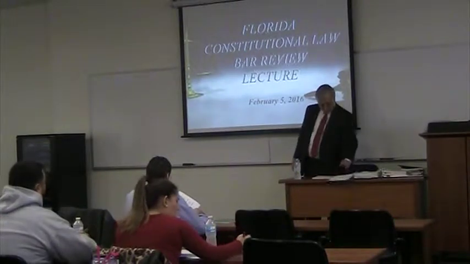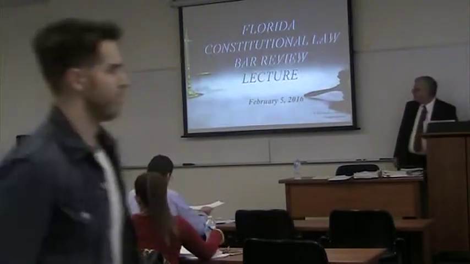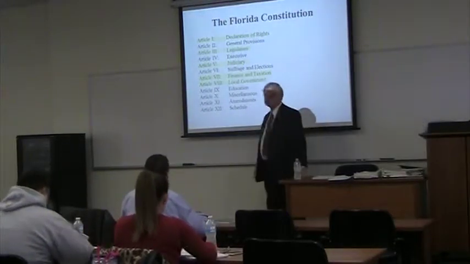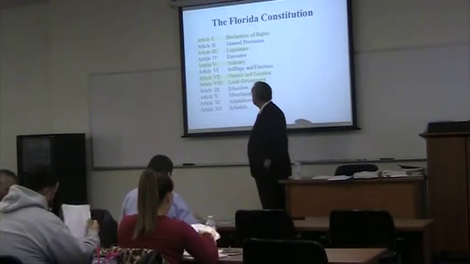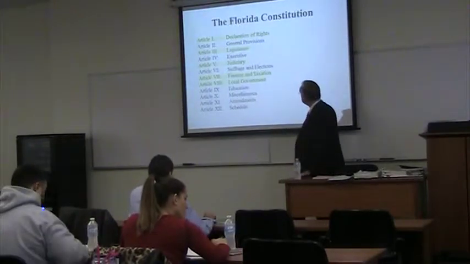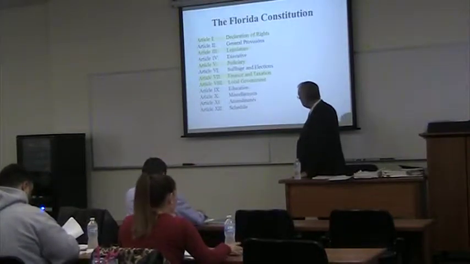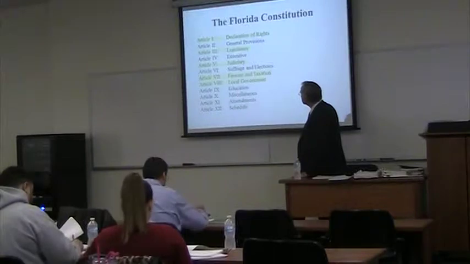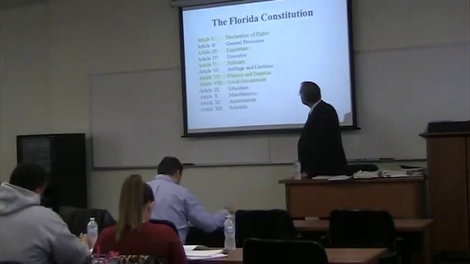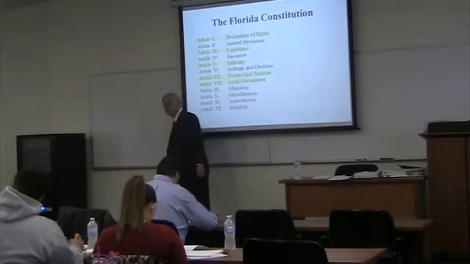There are 12 articles to the Florida Constitution. And there is a list of all 12 of them. We will spend most of our time on the articles that are highlighted, meaning the Declaration of Rights, the legislative article wherein we'll pick up some pieces of the executive branch. We'll spend quite a bit of time on the judicial branch, finance and taxation, and homestead, which is contained in the miscellaneous article of the Florida Constitution.